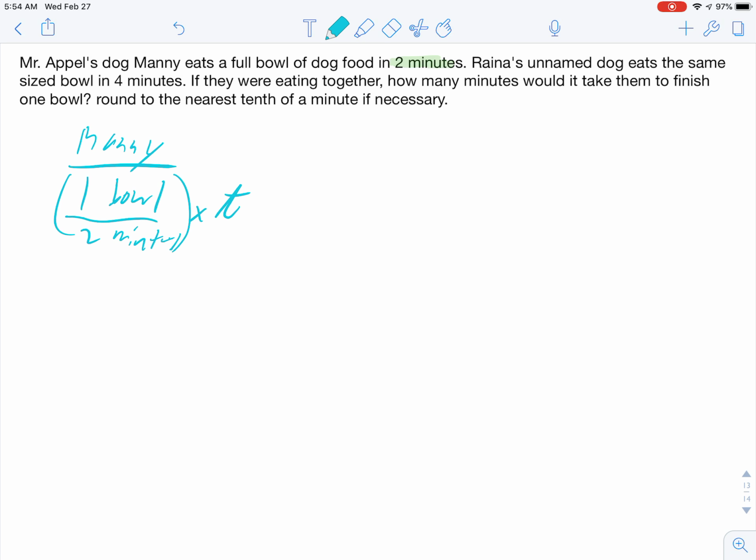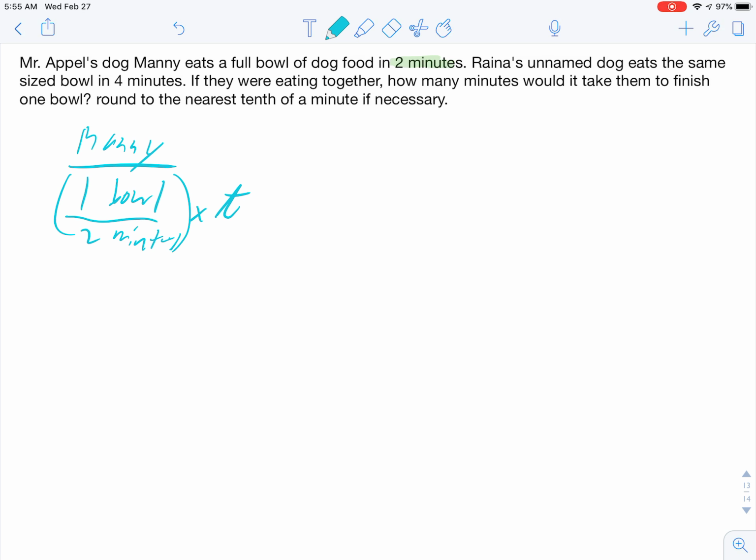Right? So if he eats one bowl every 2 minutes, and I multiply that by 2, because for 2 minutes, if he ate for 2 minutes, he will have eaten one bowl, right? If he ate for 4 minutes, he'll have eaten 2 bowls, because 1/2 times 4 is 2. Okay, so that's the idea there.